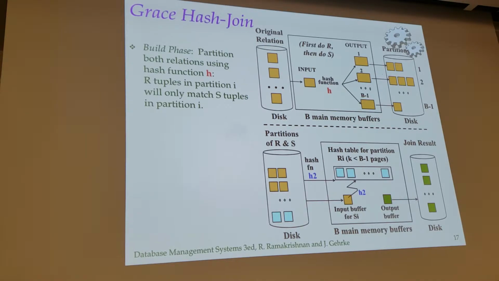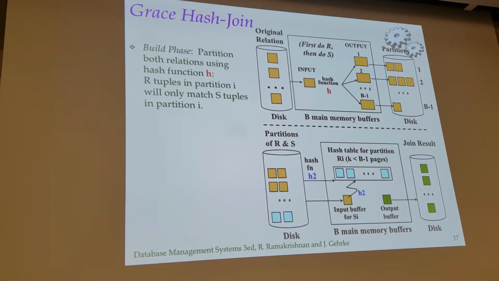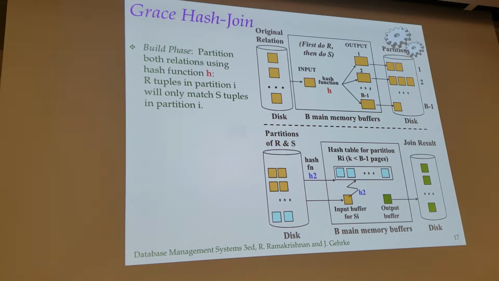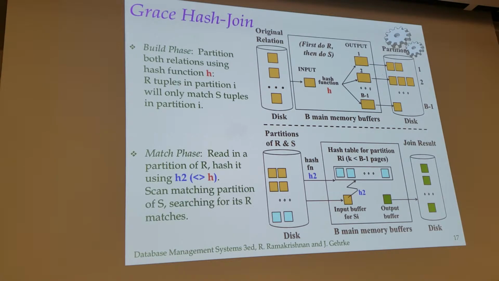Okay? So I've finished going ahead and I've created my partitions, B-1 partitions of R and B-1 partitions of S, using exactly the same hash function. Everybody cool? Question? Don't want to make a hash of it. Well, I do want to make a hash of it, but not. All right. And now there's the match phase.